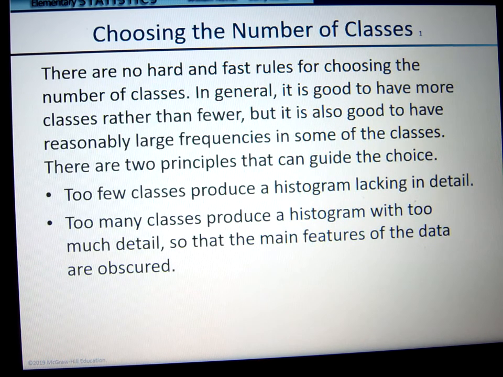So again, there's no hard and fast rule for choosing a number of classes. In general, it's good to have more classes than fewer, but it's also good to have reasonably large frequencies in some of the classes. Here are two principles that they suggest can guide you. Too few classes will produce a histogram that lacks detail. And too many will produce a histogram with too much detail, and the main features of the data can be obscured. So I like to keep it around 10, but if you have a lot more data, you might want to go with 15.